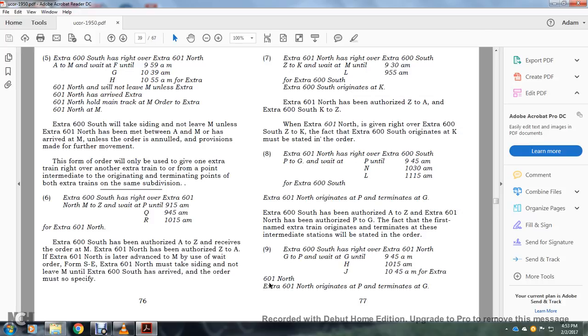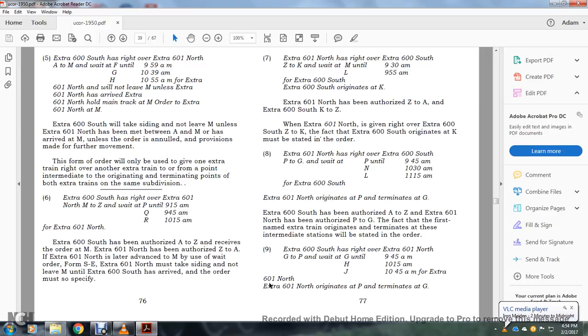Alright, 7. Extra 601 North has the right over Extra 600 South, G to K, and wait at M until 9:30 and L at 9:55 a.m. for Extra 600 South, and Extra 600 South originates at K. Extra 601 North has been authorized Z to A, and Extra 600 South K to Z.